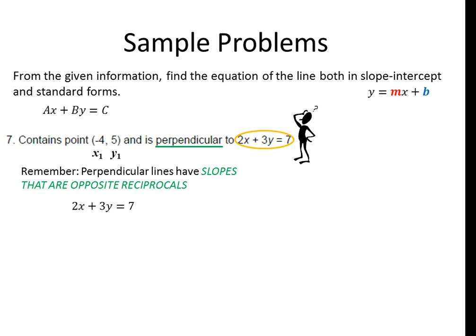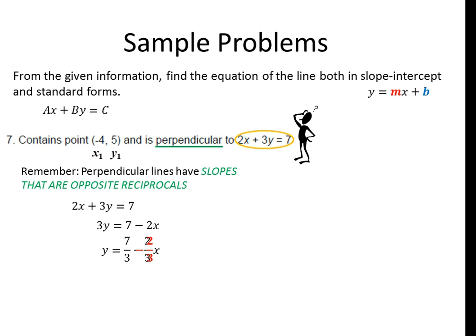So we have 2x plus 3y equals 7. We're going to subtract 2x from the other side. Then we're going to divide everything by 3. And we get this. Okay, we got a y equals now. So what's the slope on this equation? Negative 2 over 3. I had to highlight it.